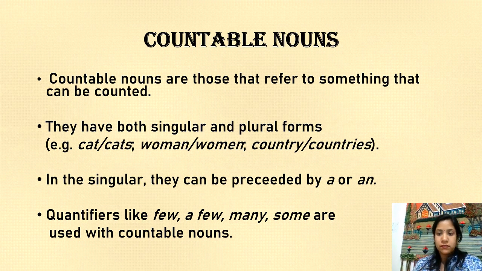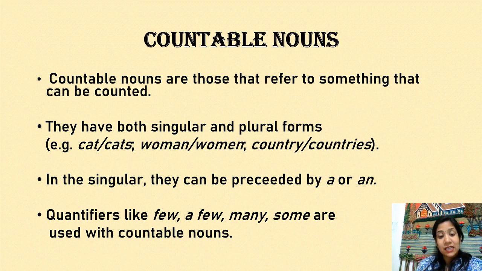For example, we have cat and cats, book, books, woman, women, country, countries, apple, apples. We can say this apple is very nice. We can say these apples are very nice. So here we have both singular as well as plural forms of countable nouns.